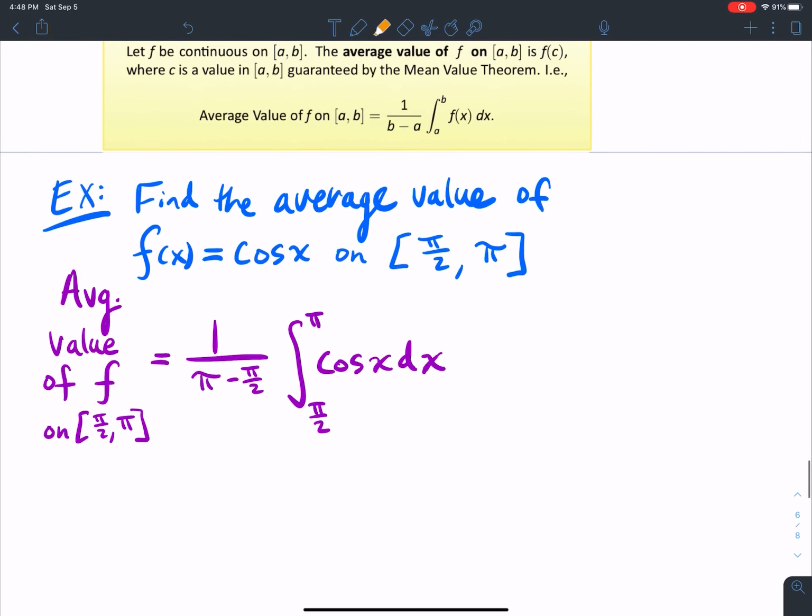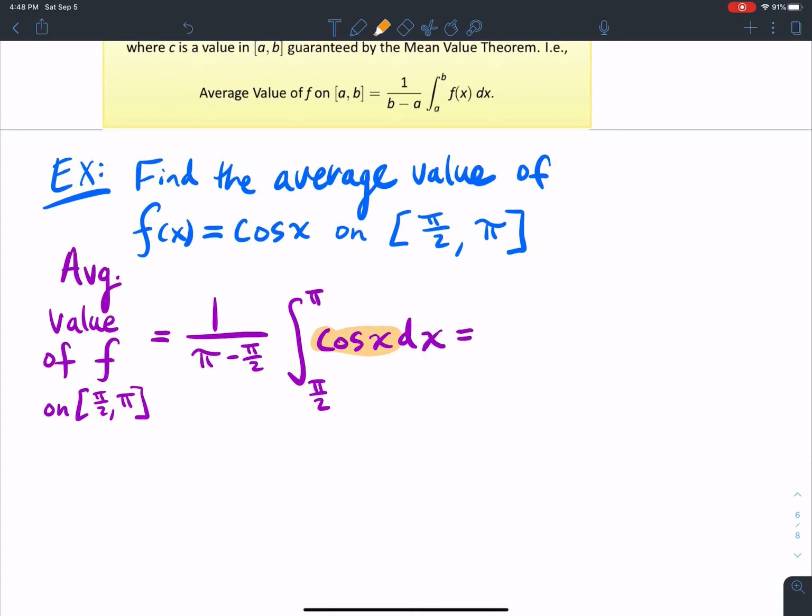So now all I have to do to calculate the average value is to figure out what that is and then multiply it by the definite integral. So it's a number, it's an average value. So I integrate cosine. The integral of cosine is sine. If I simplify this, I get that pi minus pi over 2 is pi over 2, so 1 over pi over 2 equals the sine of x, integral of cosine is sine, evaluated from pi over 2 to pi, okay?